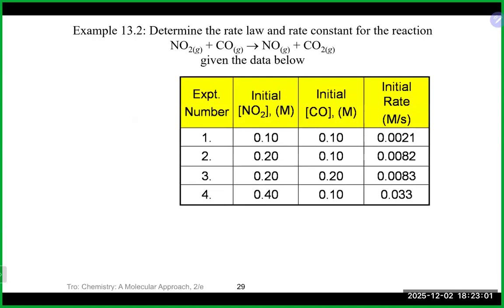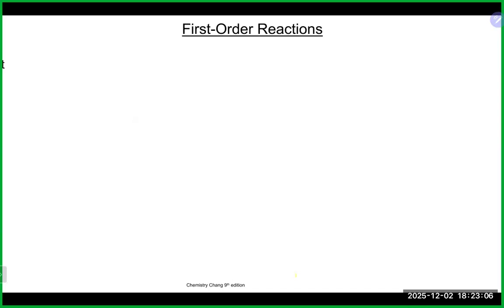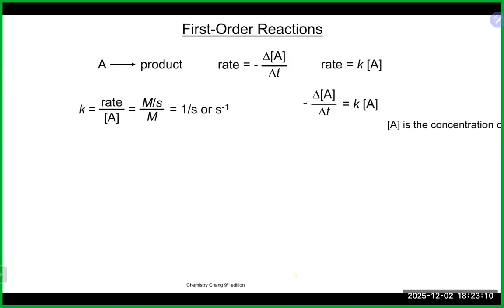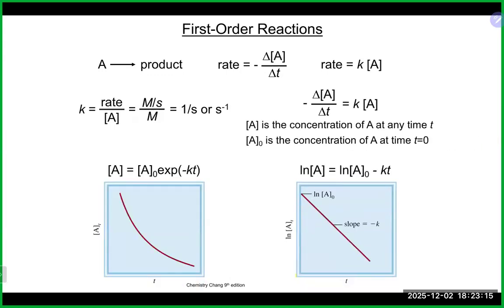All right. I think we'll get through this. So now we're going to talk about specific orders of reactions and some important formulas that go with it. And probably one of the most important ones is first order. First order reactions have a reactant that goes to a product. It has a rate expression of negative change of concentration of A over time and a rate law of the rate is equal to k times A.